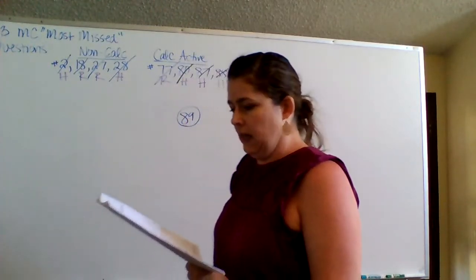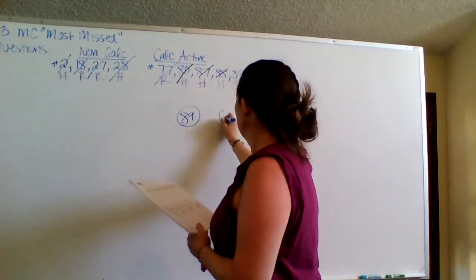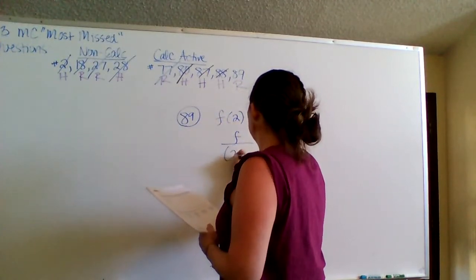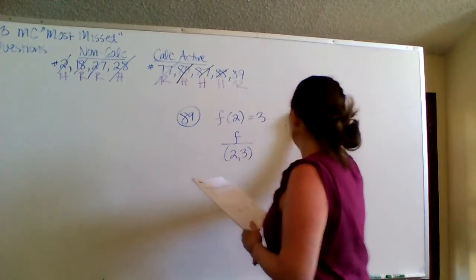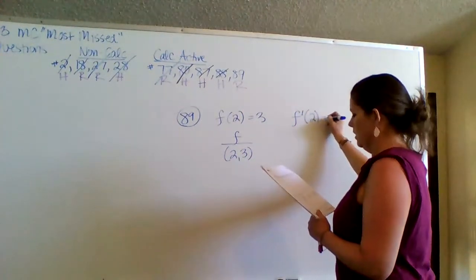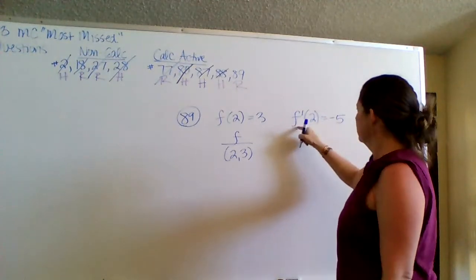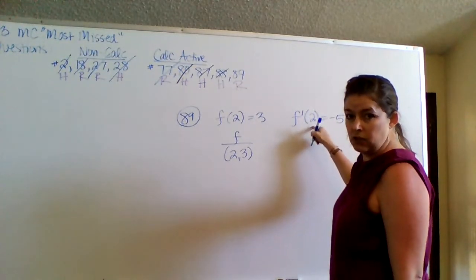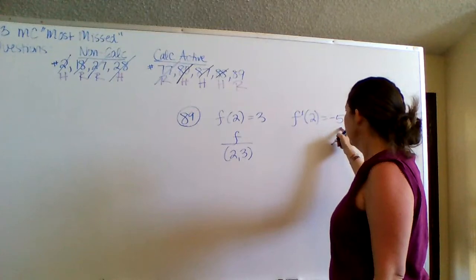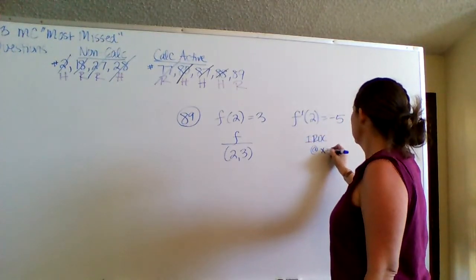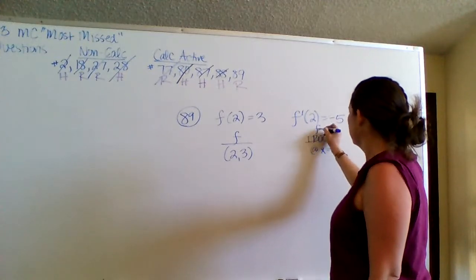So 89 says, let f be a differentiable function with f(2) equaling 3. Doesn't that mean on the graph of f we have the point (2, 3)? And let f'(2) equal negative 5. That's not a point. Doesn't f prime mean the derivative at 2 equals negative 5? So the instantaneous rate of change at x equals 2, this is for the graph of f, right?